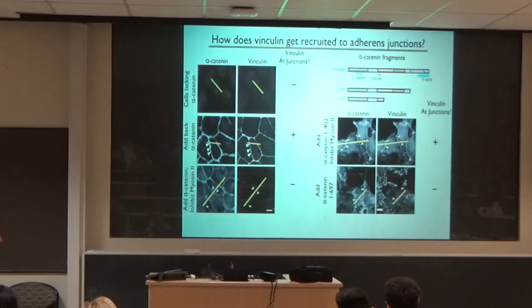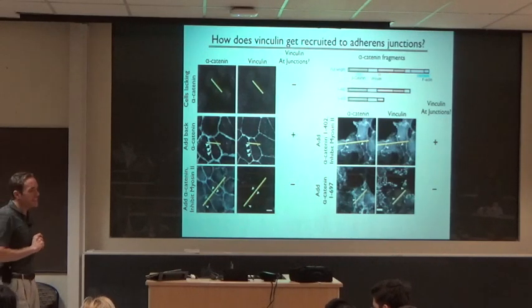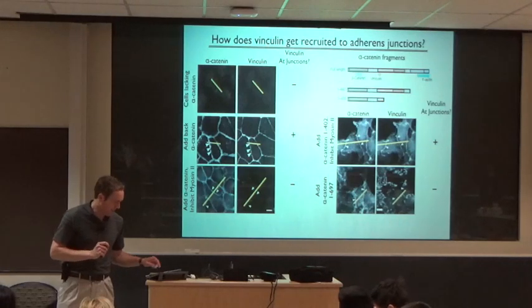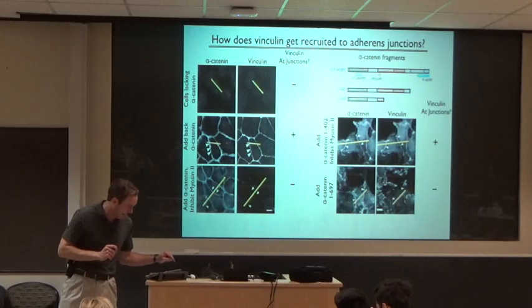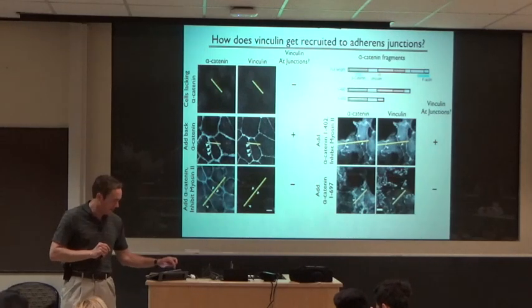So when myosin is inhibited, full-length alpha-catenin can't recruit vinculin, but the fragment of alpha-catenin can. When myosin is active, full-length alpha-catenin can recruit vinculin to the junctions, but this fragment cannot. Okay? So this is a difficult one to interpret, but I believe in you guys. Talk with your neighbors, give it your best shot, and let's see what you come up with.